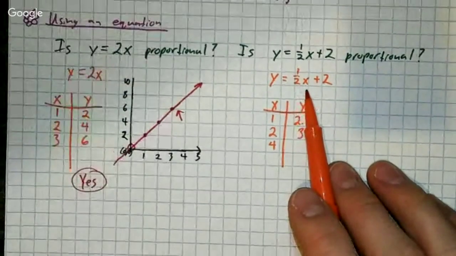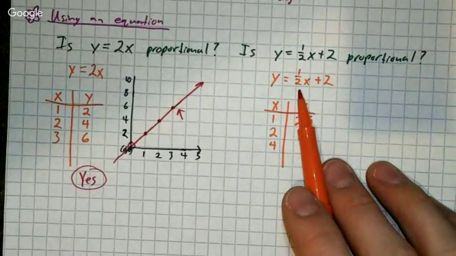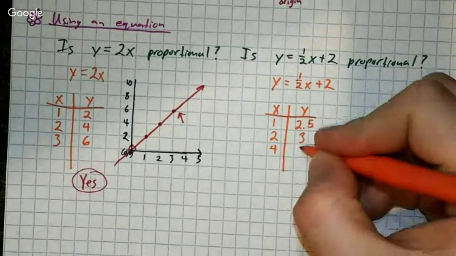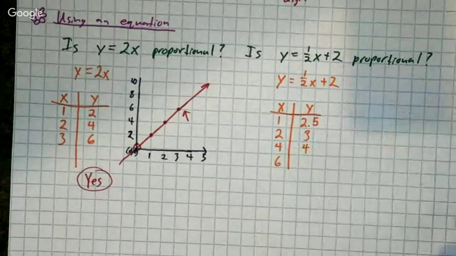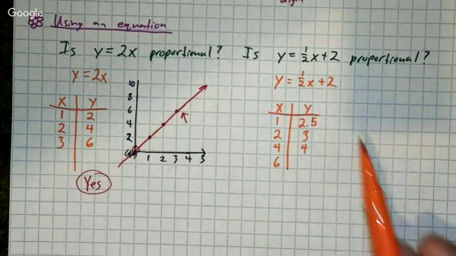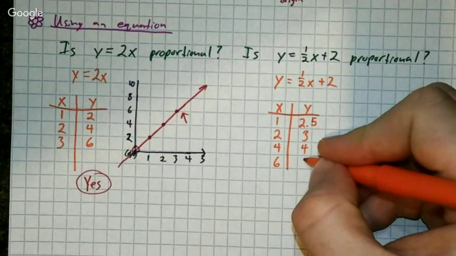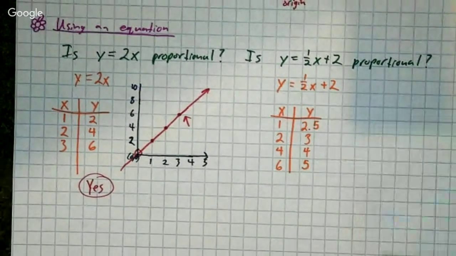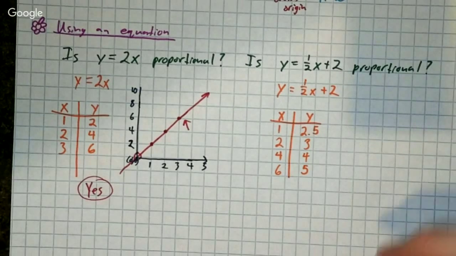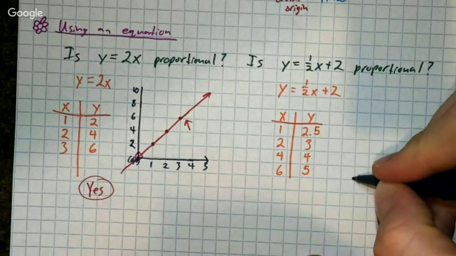Let's jump up and do 4. 4 is now x. 4 times 1/2, take half of 4, gives us 2. 2 plus 2 gives us 4. And let's go ahead and do 6. 6 times 1/2 gives us 3. 3 plus 2 gives us 5. Okay, so we've gotten a couple of our values. Now let's go ahead and make our graph.